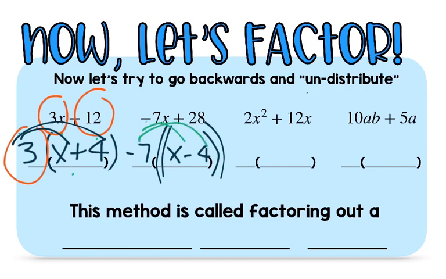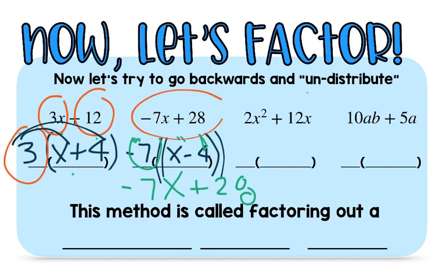Again, if we want to check it, just distribute it back out. Go backwards again. Negative 7 times x is negative 7x, and negative 7 times negative 4, negative times a negative is a positive. Does that match my original problem up here? Yes, so I know I must have factored correctly. Okay, let's do the next one.